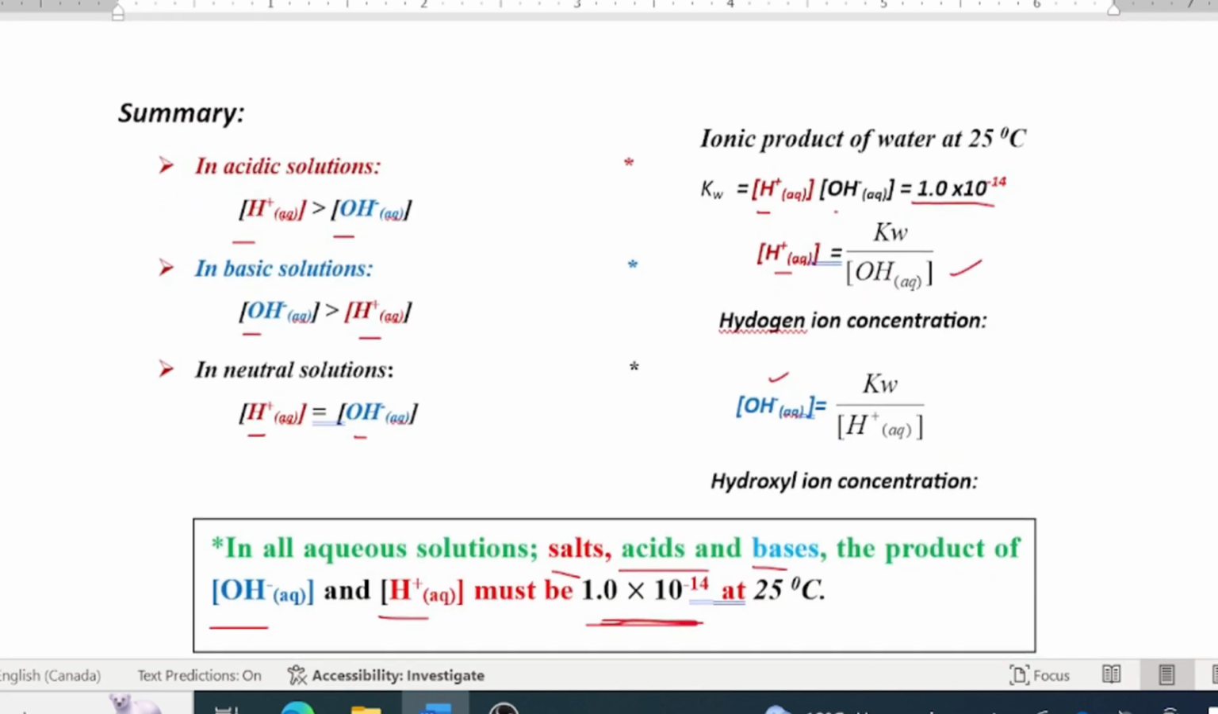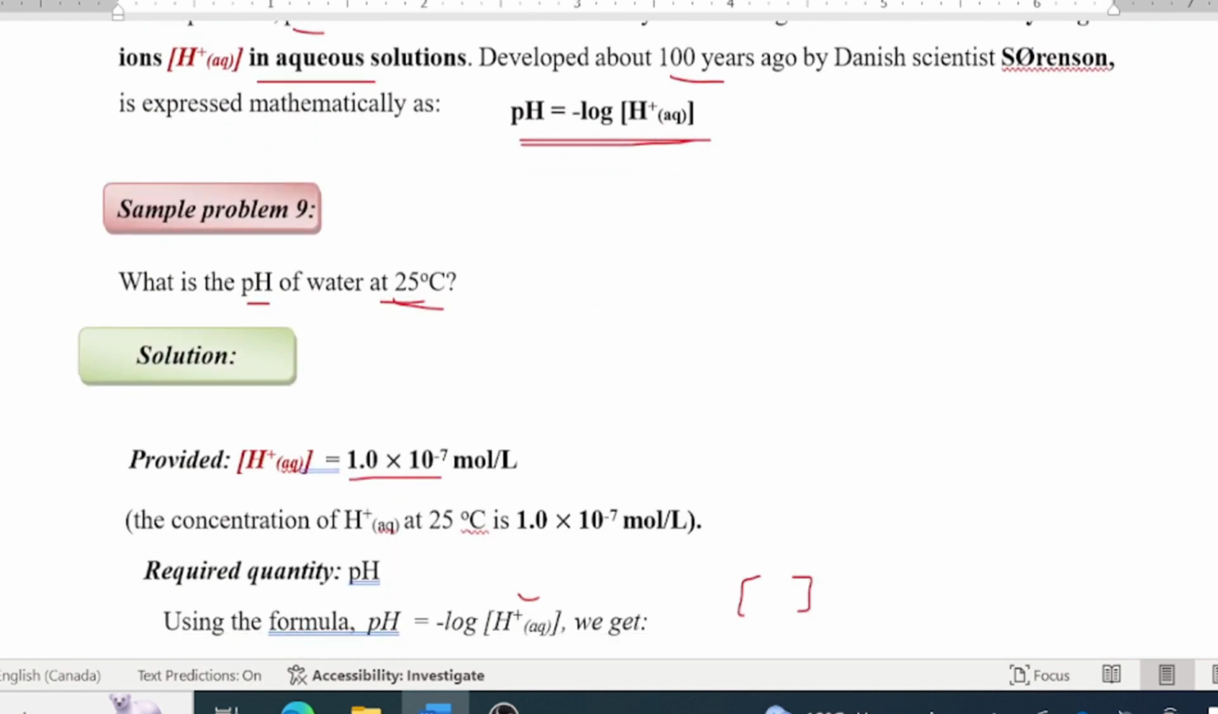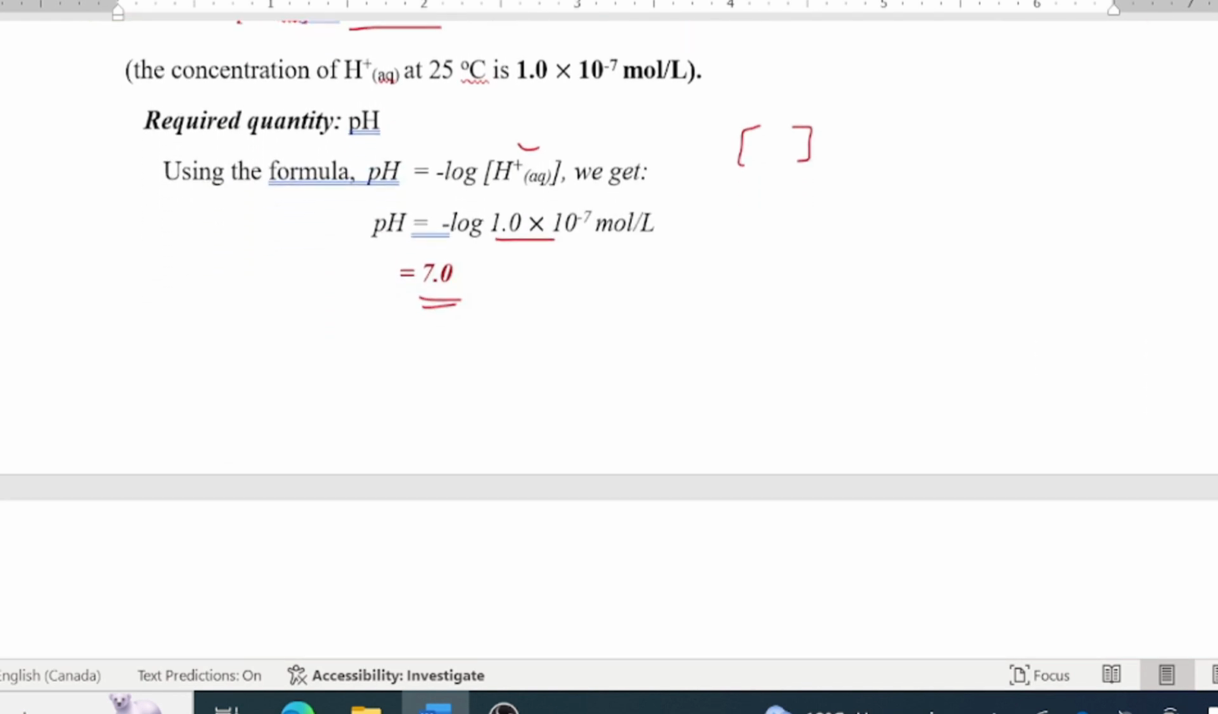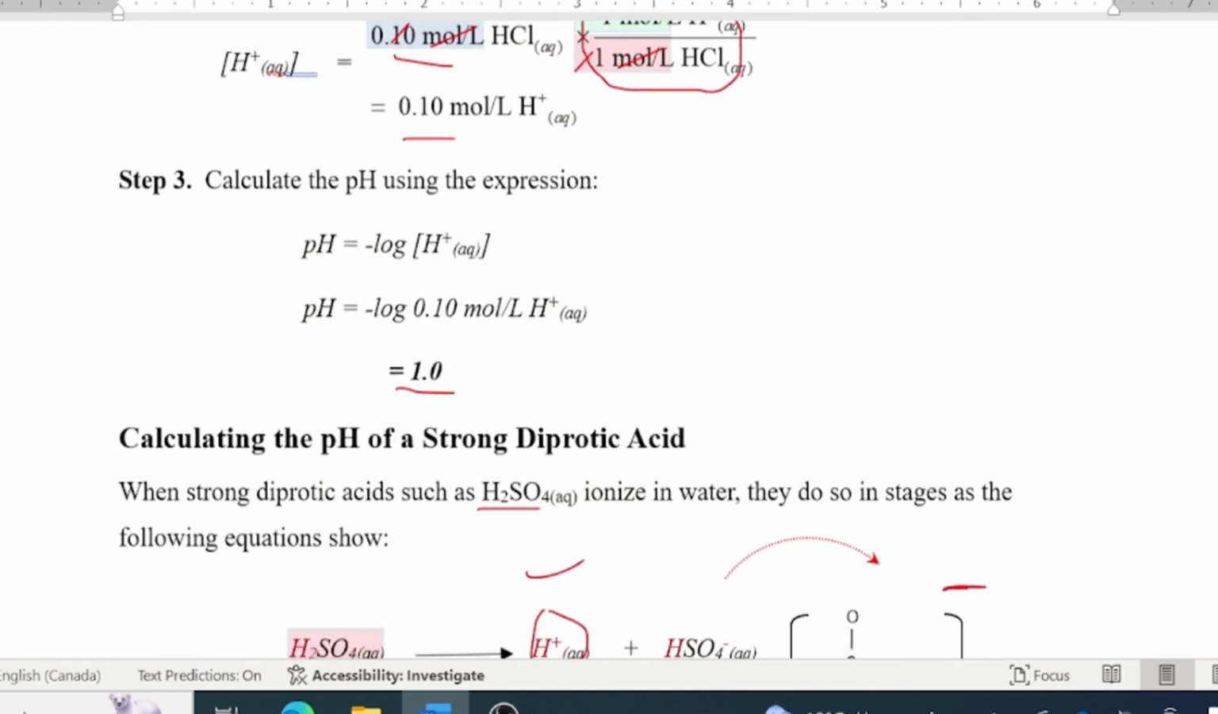So we said in acidic solution, H is greater than OH. Basic solution, OH greater than H. Neutral solution, that is what it is. And knowing one, you can know the other. The important point to note is this: in all solutions, regardless of what, the ionic product of this and this must always be this value at 25 degrees Celsius. The pH is very easy, the negative log of the hydrogen ion concentration. You know how to find hydrogen ion concentration, just do the negative log.